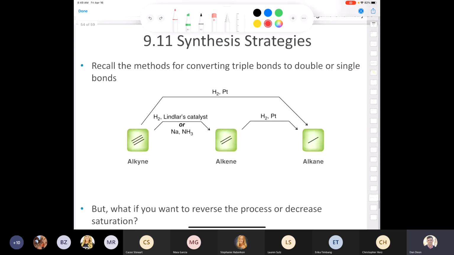All right, so let's move on. Section 9.11 is just tying everything that we learned in Chapter 9 together and bringing some other chemistry into it. So what are things you got to know? You got to know how to employ hydrogenation conditions, using Lindlar's catalyst to give you a cis alkene, using sodium metal reduction to give you a trans alkene, all the other hydrogenation reactions.